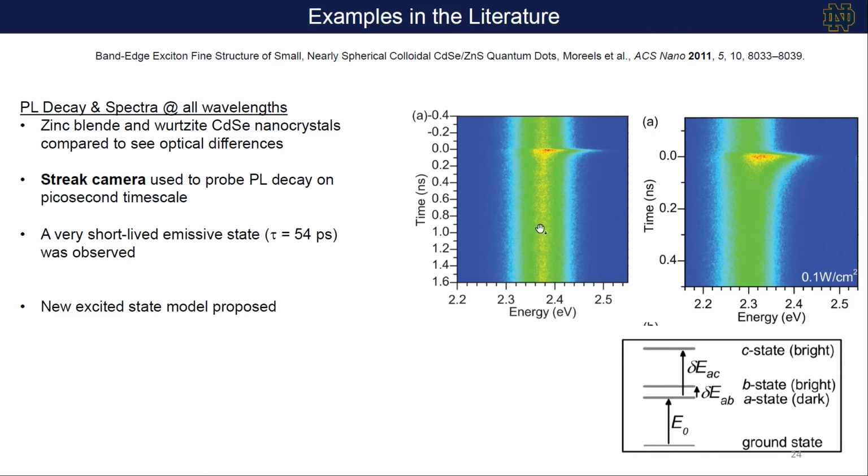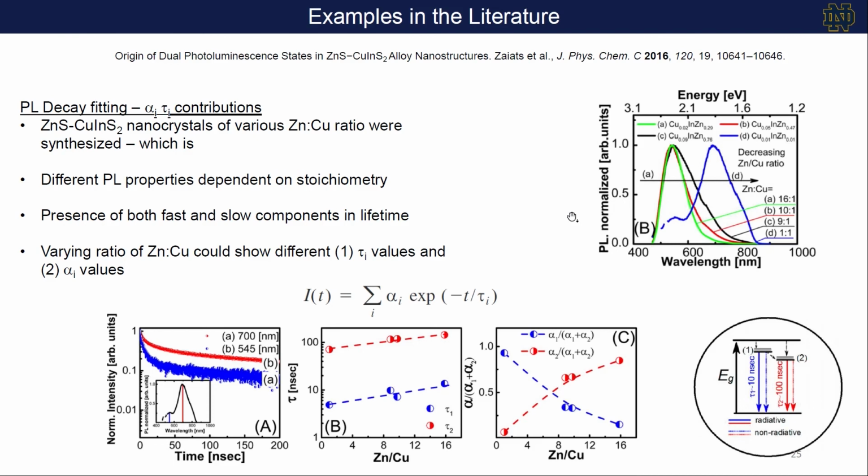So there's not necessarily a one-size-fits-all. You definitely need to have different modalities to look at different, faster processes. With that, this example is from our group, looking at zinc sulfide, copper-indium sulfide nanostructures. What's really going to be highlighted in this case is the evolution of PL decay fitting parameters: the alpha sub i or the tau sub i, the pre-exponential factors, and also the lifetimes.